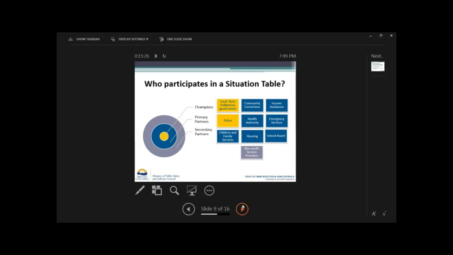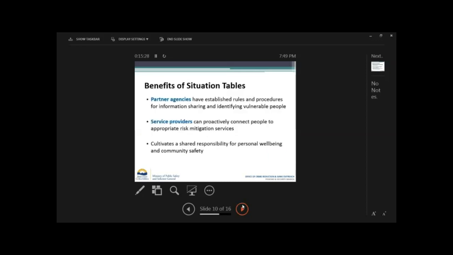Next slide, please. So some of the benefits of the tables, the partner agencies have established rules and procedures for information sharing and identifying vulnerable people. So it's all standardized, we're all on the same page, and it moves quite quickly once everybody kind of gets the hang of it.